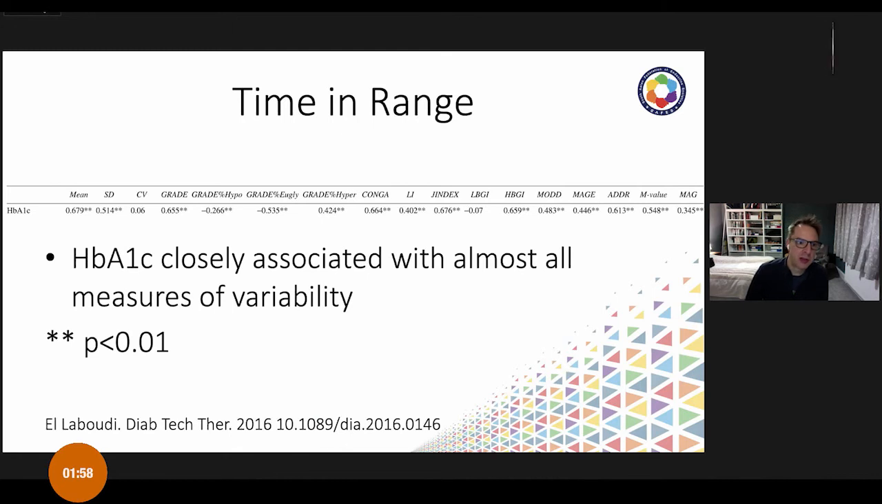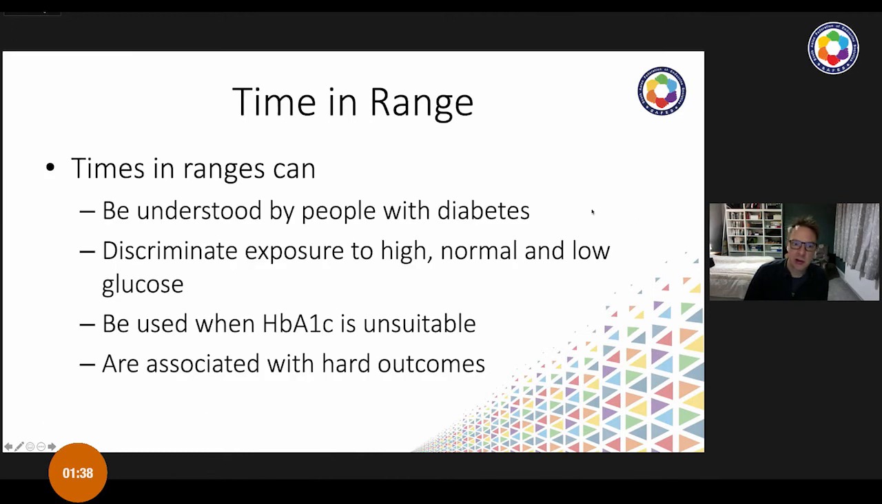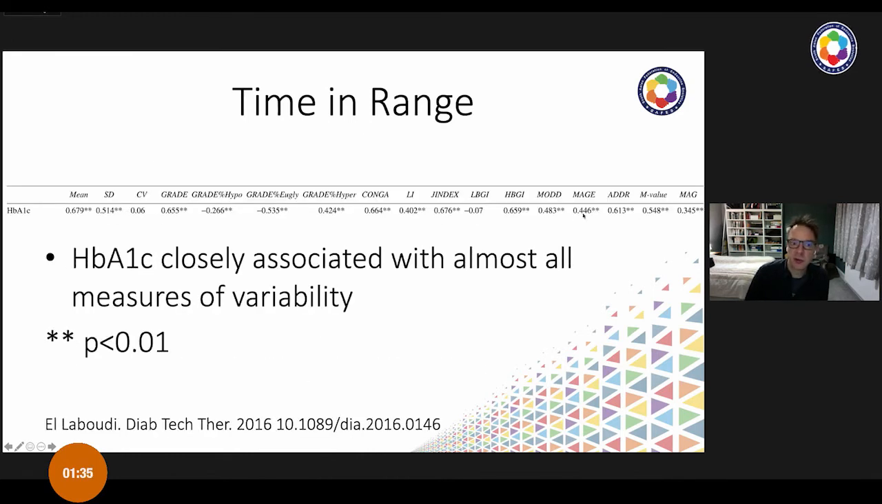Well, you don't need to look at all of these, but this is, again, data from one of my research fellows from a few years ago, Ahmed Al-Laboudi, who now works in Abu Dhabi, and he showed very nicely that HbA1c has a very tight association with almost all of these values, and almost all of these are markers of glucose variability. Those are correlation coefficients, and the p-value for almost all of them is less than 0.01, suggesting that HbA1c is closely associated with almost all measures of variability.